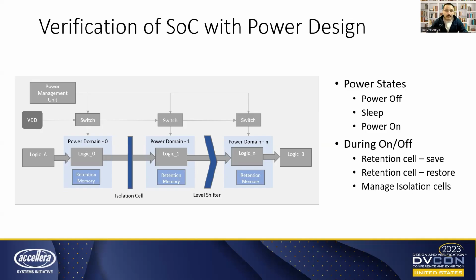During such power on-off scenarios, retention cells need to save memories and register values before the power is off and need to restore them during wake-up. Each power domain can act on its own. So it is necessary to ensure the powered-down IPs do not corrupt other IP functionalities.